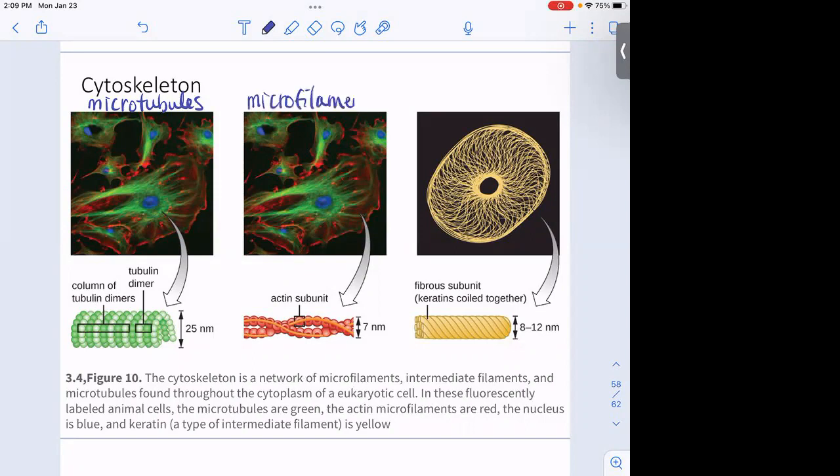That's what that middle picture is, and intermediate filaments. Okay, those are 3 different structures that are all considered part of the cytoskeleton. Basically, the cytoskeleton, what does it do? Provide structural support. And it's also kind of a network for transport.